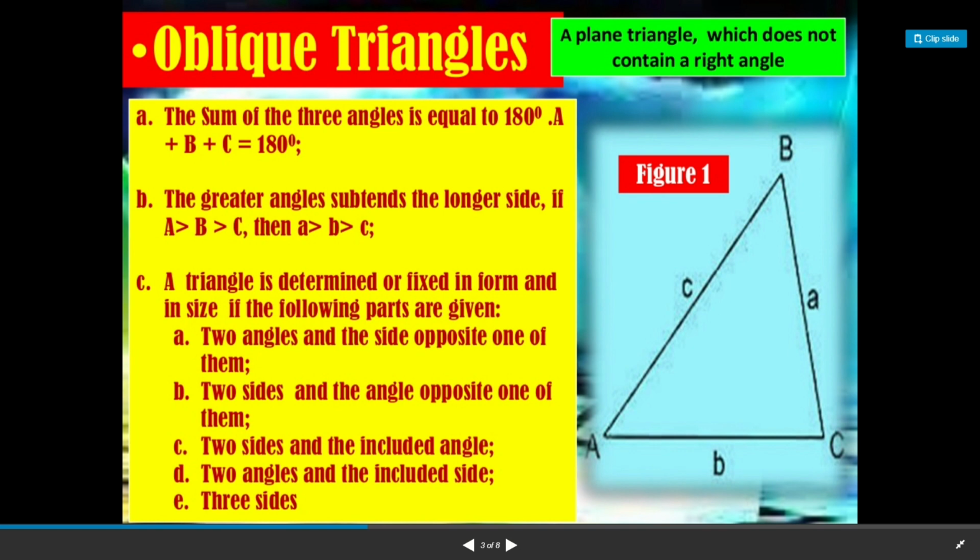For letter C, we also have two sides and the included angle. Let's say for example, we have side C and side A, then we have angle B. Okay, for letter D, we have two angles and the included side. Let's say we have angle A and angle C, then the included side is side B. Also, the last one is we have given three sides, meaning we have side C, side A, and side B.